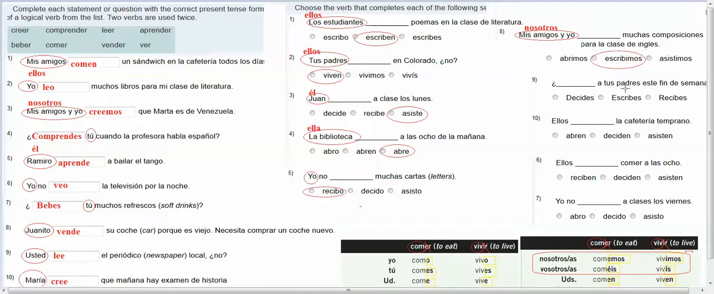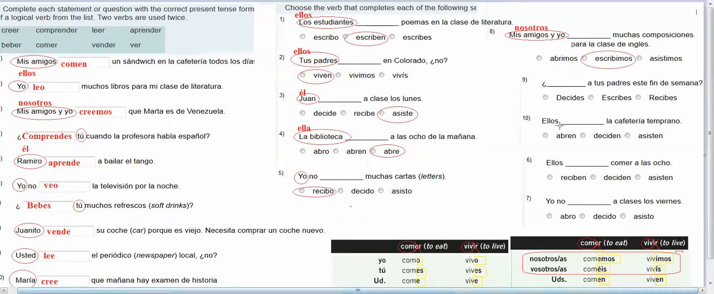Okay, blank a tus padres este fin de semana. Okay, so it's asking if you're going to do something to your parents. So it's asking if you're going to maybe write them. Okay, ellos blank la cafetería temprano. They open the cafeteria. Abren. Ellos blank comer a las 8. Deciden. They decide to eat at 8. And yo no blank a clase los viernes. Yo no asisto. I don't attend.